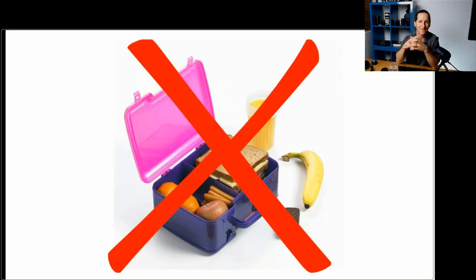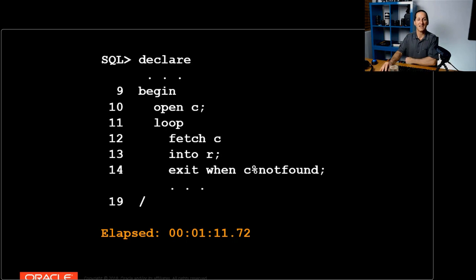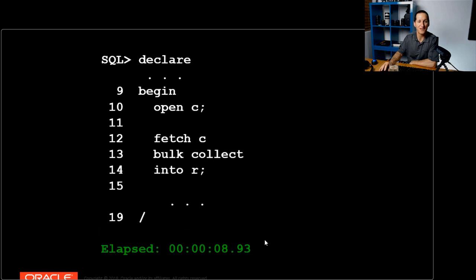Now there's no such thing as a free lunch. If I have to go to the database and bring back 10,000 rows, then all those rows have to go somewhere and they go into memory. If I actually did a single row fetch like this, just doing 1 row at a time, it took 1:11. I improved it by doing a bulk collect. This is the PL/SQL equivalent of the Java fetch size. That got it down by a factor of 7, down to 8 seconds, down from 1:10.